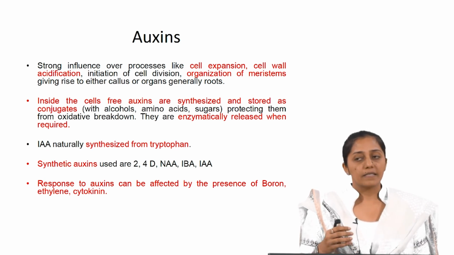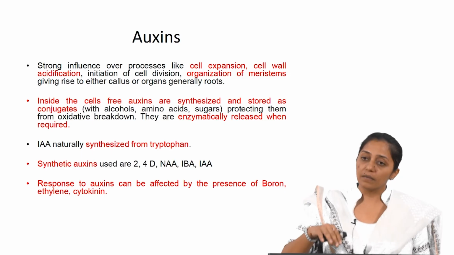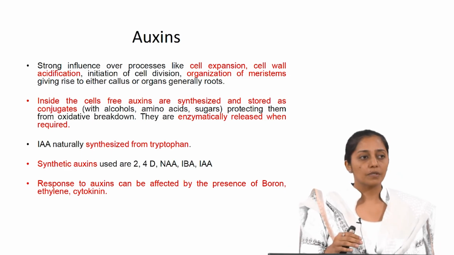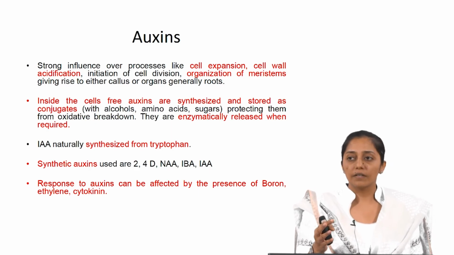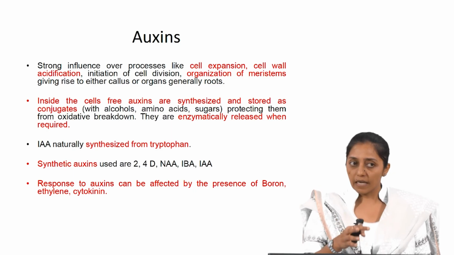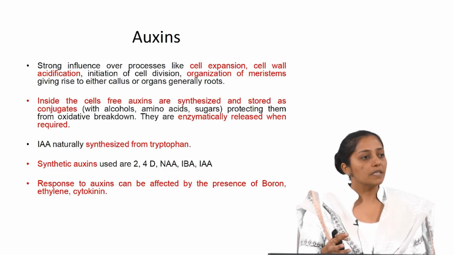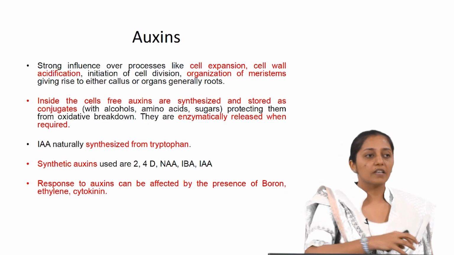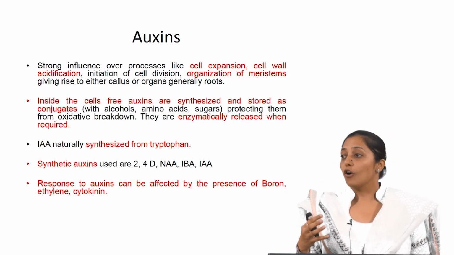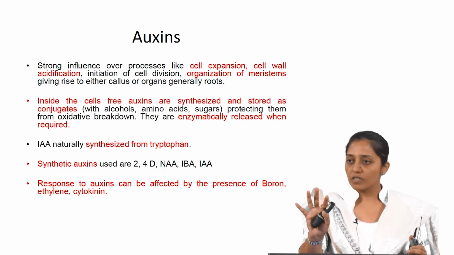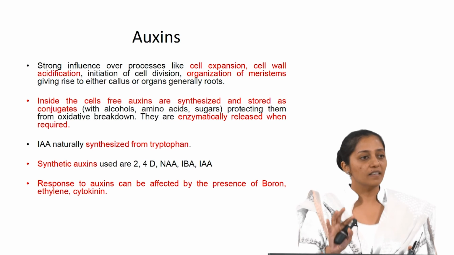Now cell wall acidification is another mechanism where auxins are involved, in which they increase the H ion concentration in the cell wall region. Because of this, what happens? Now that the H ion concentration has increased, water gushes inside, causing turgor pressure. The vacuole gets extended and forces itself against the cell wall.